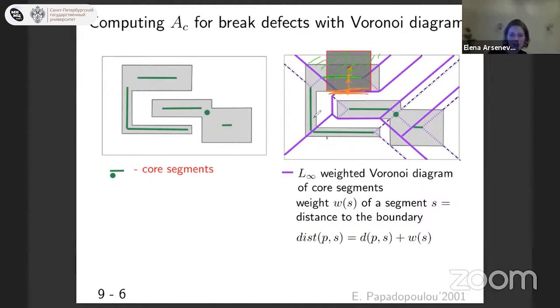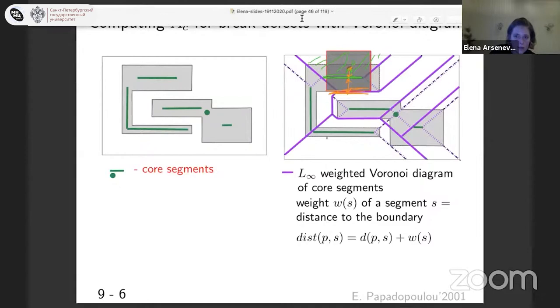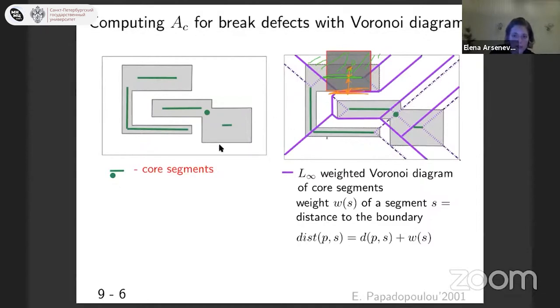So the idea here is that we subdivided our space into equivalence classes with respect to how the minimum defect size will need to be computed. And after that, it's very easy. The AC is very easy to compute. I will not reproduce it, but they just algebraically derived some sum of several terms, which you just sum up and you have AC. So this is it for the break defect. Then we have other defects.